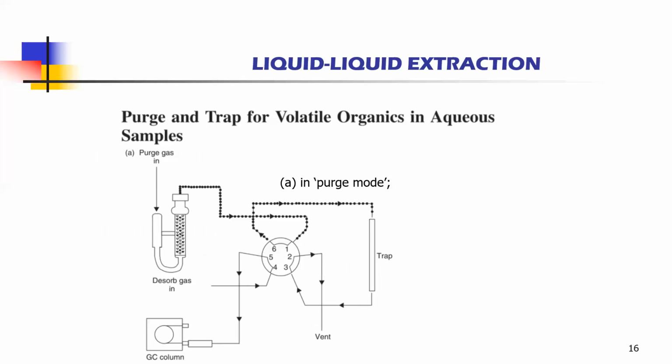Now coming to another part, volatile organic compounds, and how they can be extracted. That can be done by purge and trap.